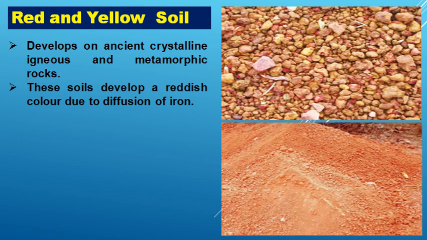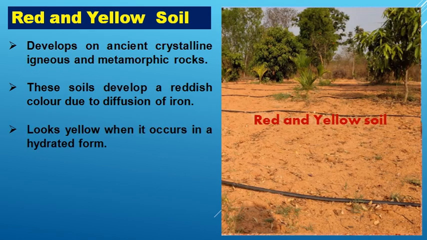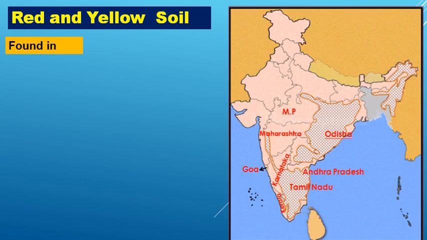The reason is it has a high amount of iron in it, which oxidizes and then diffuses in the rocks. It also looks yellow in certain areas. It looks yellow because that region is hydrated, meaning it receives a good amount of water, so it becomes yellowish in color. Now this soil, where is it found?